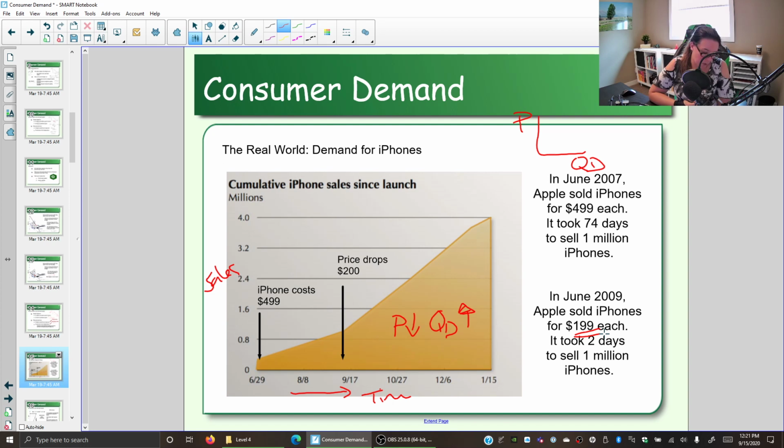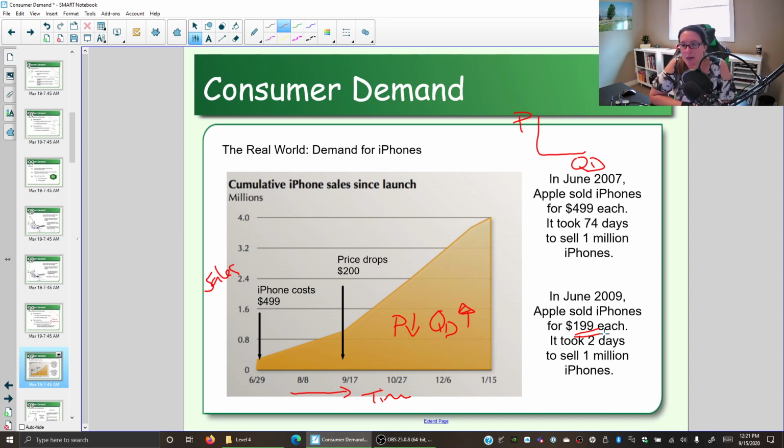Just a little more recent data, so that was 2009. Let's go back. In 2015, they sold 13 million iPhones in 3 days. So what we're seeing as we look at these different periods is we can look at what is happening to the price and what is happening to the amount that people are willing and able to buy.